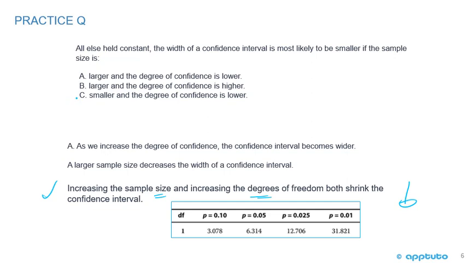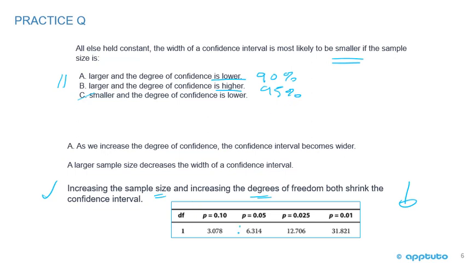So a smaller sample size, no, because we want to look for increasing the sample size. So C is wrong. So now it's going to be between A and B, okay? And they both have a larger sample size. Now we're looking at whether the degree of confidence is lower or the degree of confidence is higher. So just remember, let's say this is 90% degree of confidence versus 95% degree of confidence.